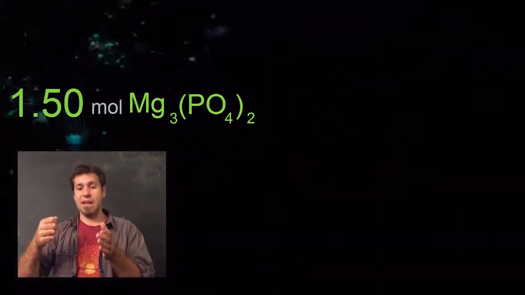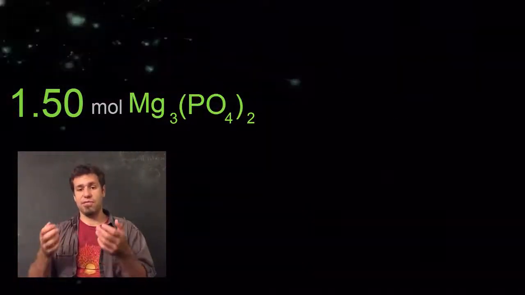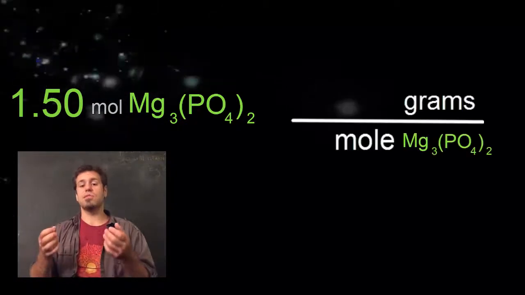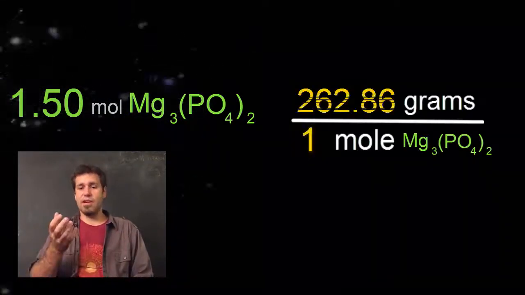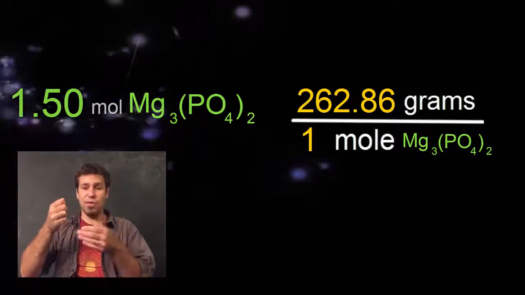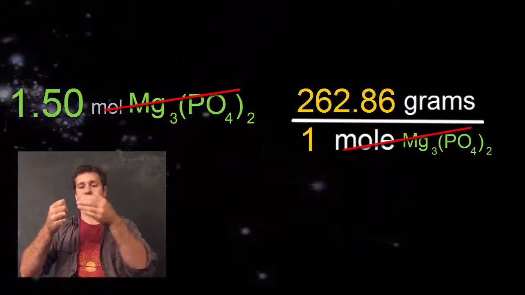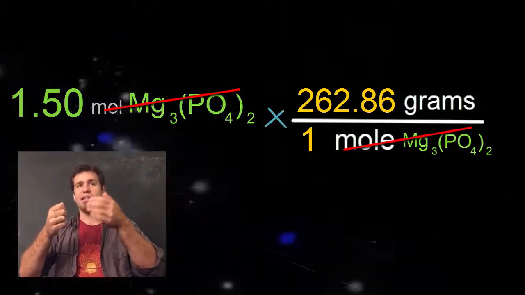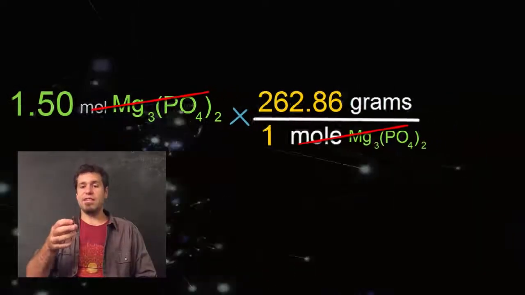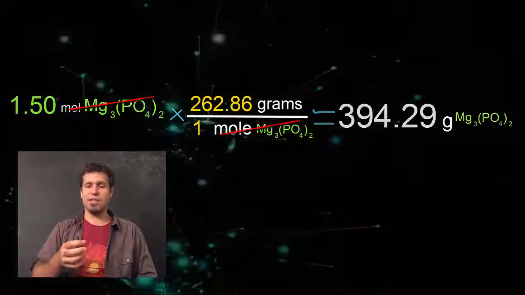But I still need to get to mass, and the only way to get to mass from some number of moles is to use a molar mass. Calculate your molar mass, and then figure out what you need to do. I need to cancel the moles of magnesium phosphate and put grams on top so that I get grams. So I multiply by that molar mass, which gives me grams of magnesium phosphate, cancels the moles of magnesium phosphate, exactly what I wanted.